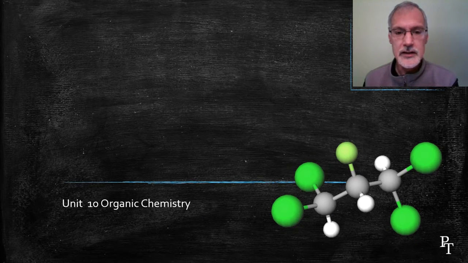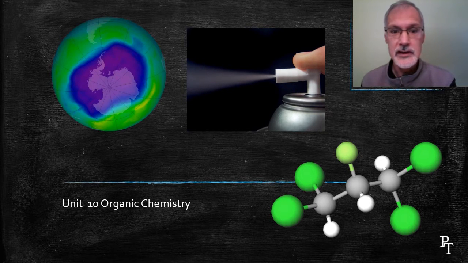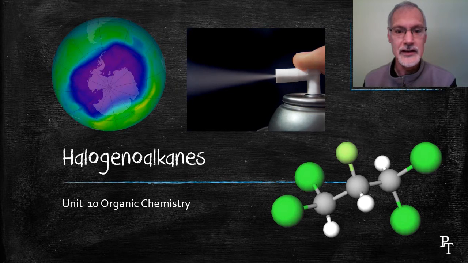In the late 1920s, Thomas Midgley, working for DuPont, found that he could take simple alkanes and substitute fluorine and chlorine for the hydrogens and create a host of chemicals called chlorofluorocarbons. These were particularly useful as refrigerants and as propellants in aerosol sprays. Unfortunately, though, they weren't so good for the environment. It was found that they were linked to the destruction of the ozone layer, and later, in 1987, they were banned. They belong to a broader family of chemicals called the halogenoalkanes.